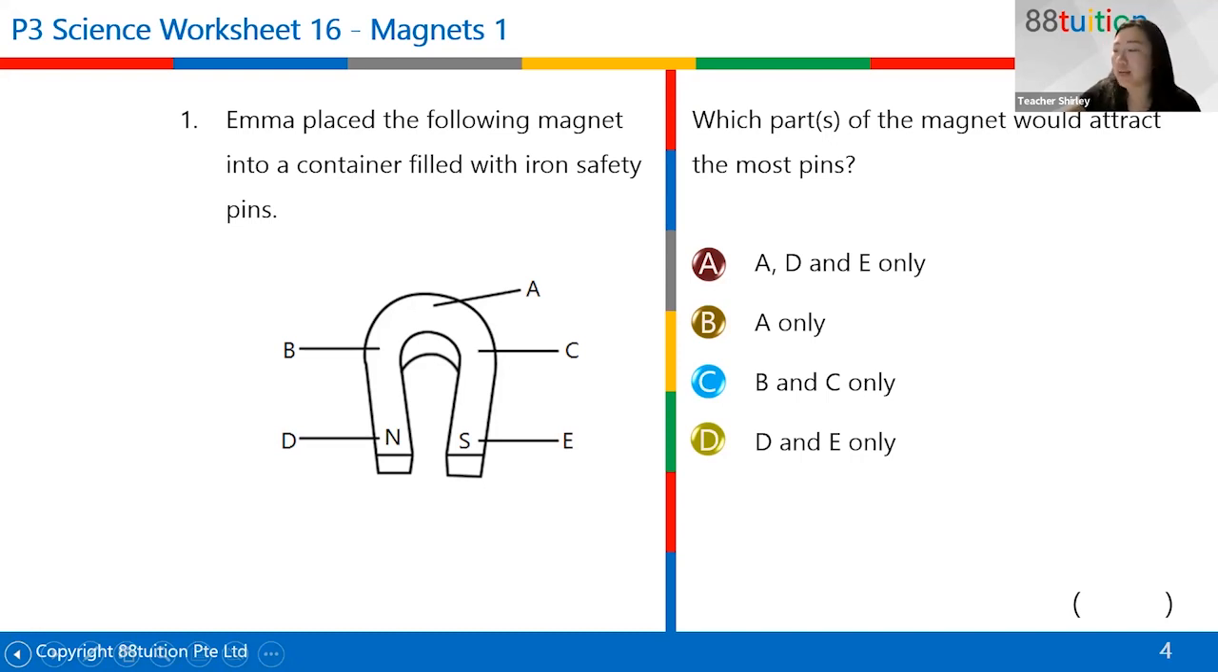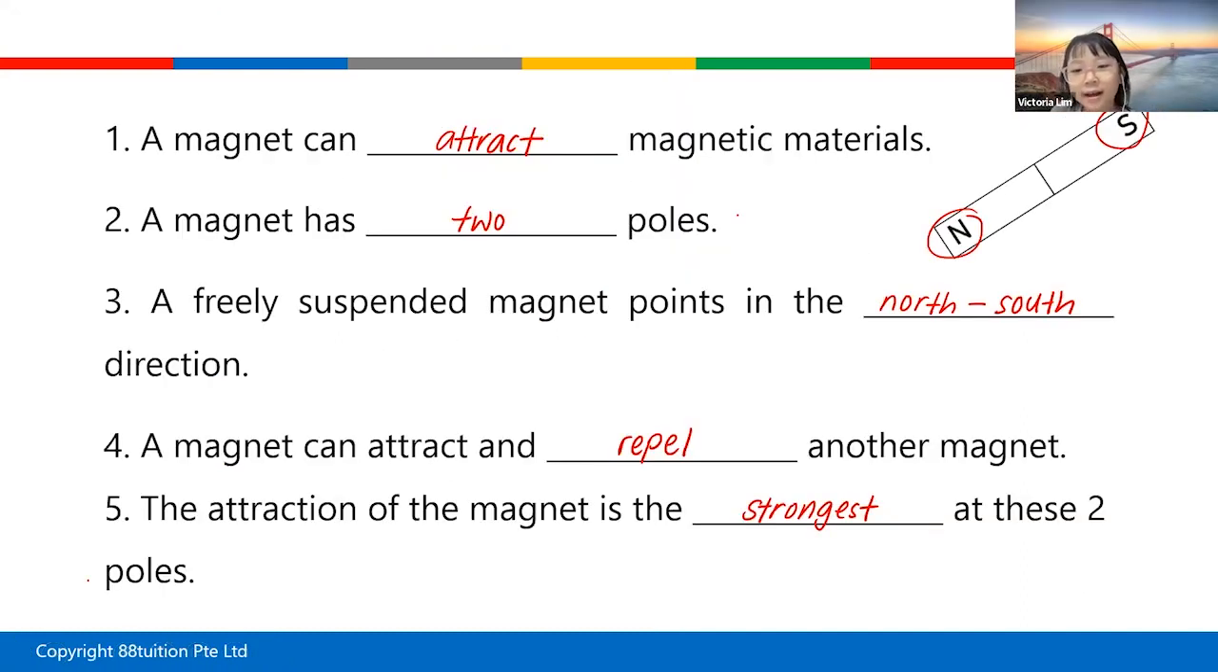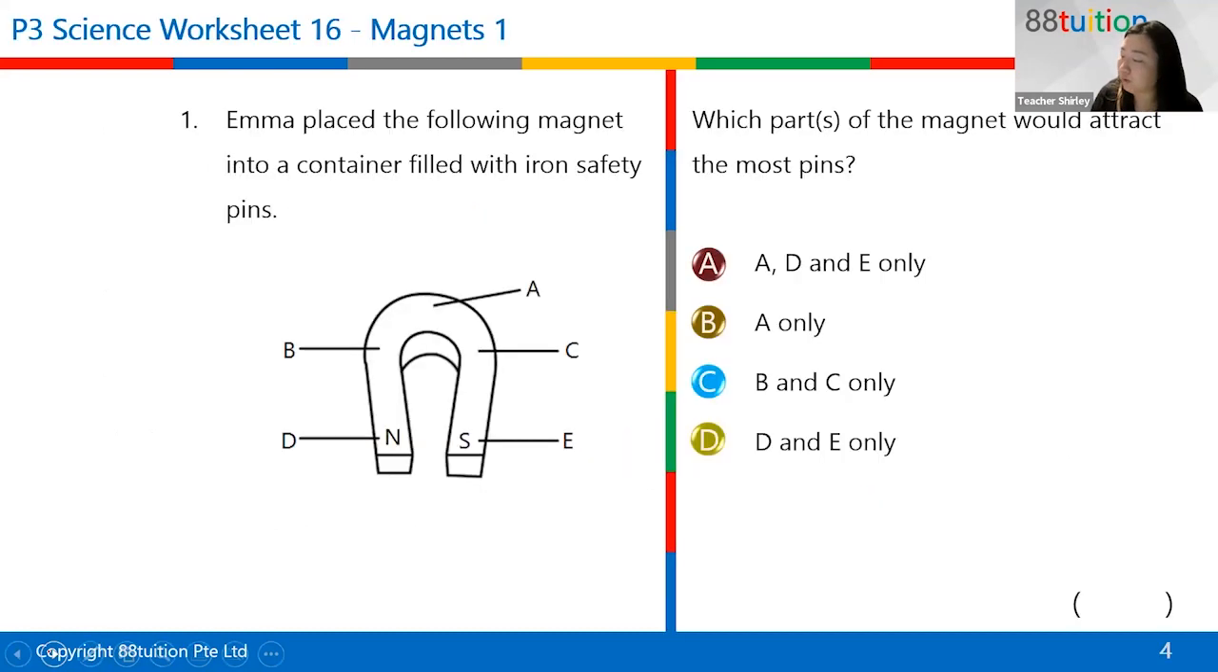So let's see. Emma placed the following magnet into a container filled with iron safety pins. Which part would attract the most? Based on the previous point, it's the strongest at the two poles. So the two poles are here: D and E. Very good. Good assumption there. So you see, if you know some information, you will be able to do the questions.